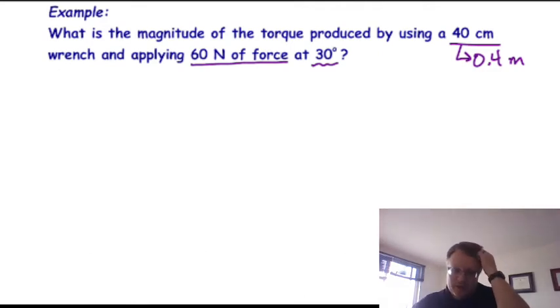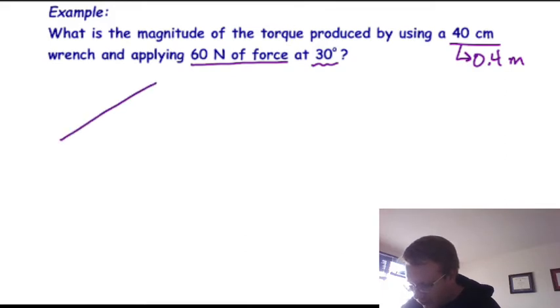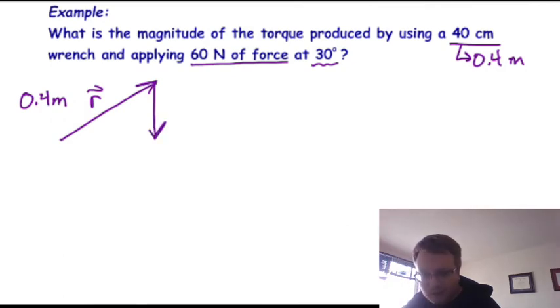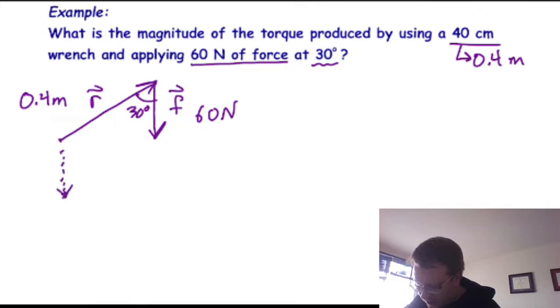So let's set up our situation, and then we're going to need to do a little bit of work here. First of all, I have my wrench, my radius r, which I know has a magnitude of 0.4 meters. And then I have my force being applied, and I know that has a magnitude of 60 newtons. But that's not the angle that I need. This is the tip to tail angle. I'm going to complete my parallelogram here. I'm basically going to copy that F vector over here, copy that R vector over here. And what I'm going to need is this angle here.